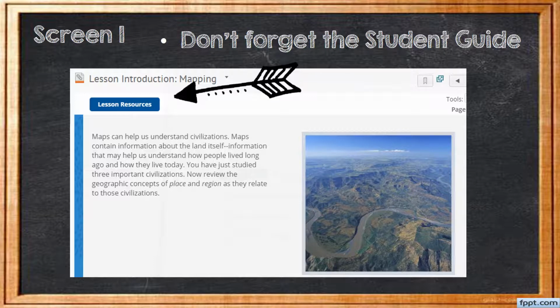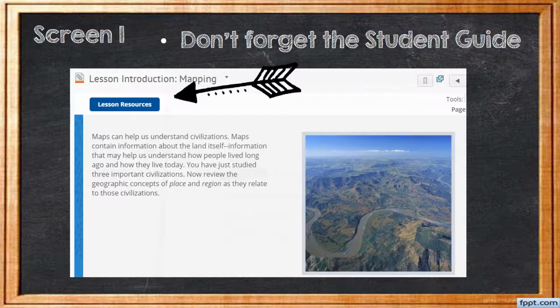For our lesson introduction, maps can help us understand civilizations. Maps contain information about the land itself, information that may help us understand how people lived long ago and how they live today. So you have just studied 3 important civilizations, and now we're going to review the geographic concepts of place and region as they relate to these civilizations.